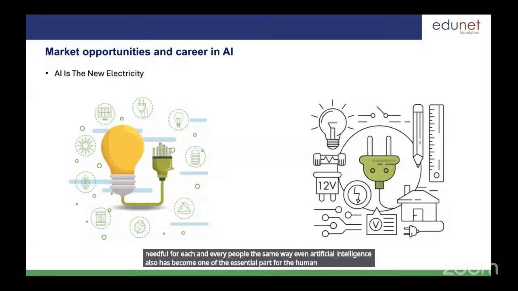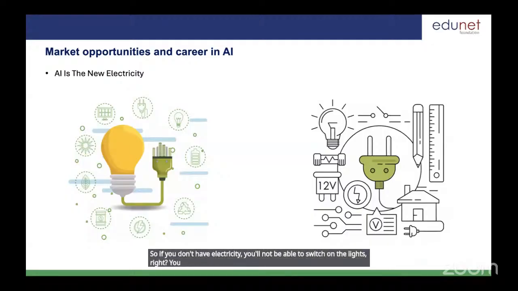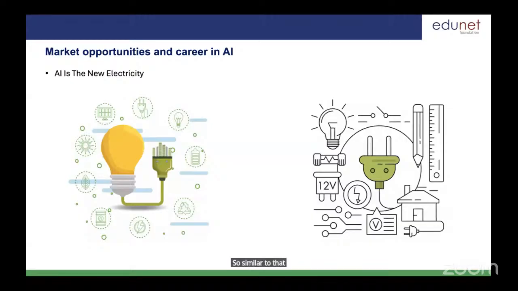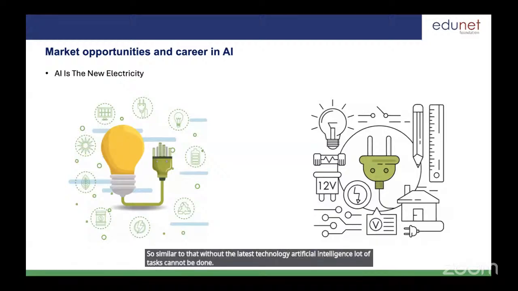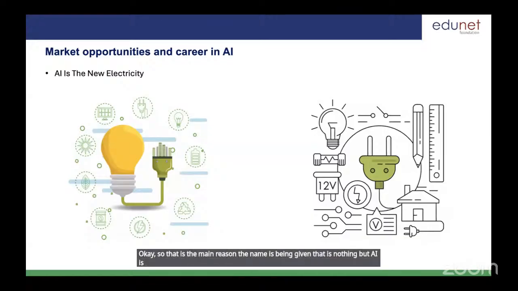Okay, so if you don't have electricity, you'll not be able to switch on the lights, right? You'll not be able to turn on the bulbs or something. So similar to that, without the latest technology, artificial intelligence, a lot of tasks cannot be done. Okay, so that is the main reason the name is being given. That is nothing but AI is the new electricity.